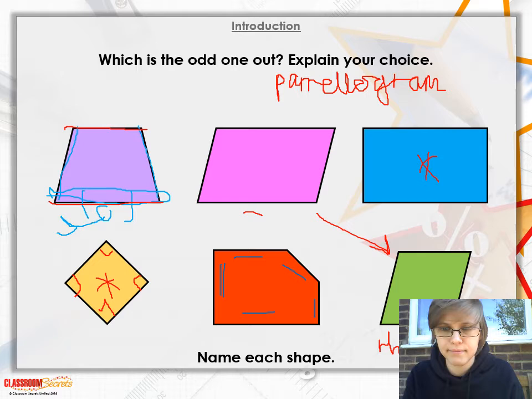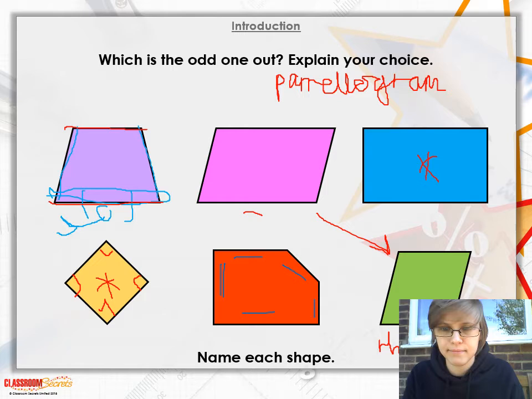But we said that the odd one out is probably going to be the pentagon because all the others are quadrilaterals and that one isn't. And today we're doing all about quadrilaterals. Let's keep going. Draw lines to match the true statements to the shape.